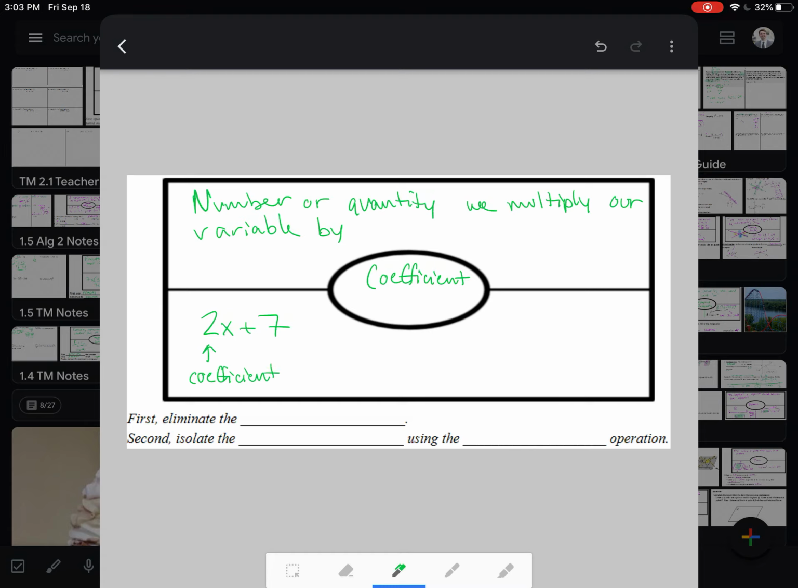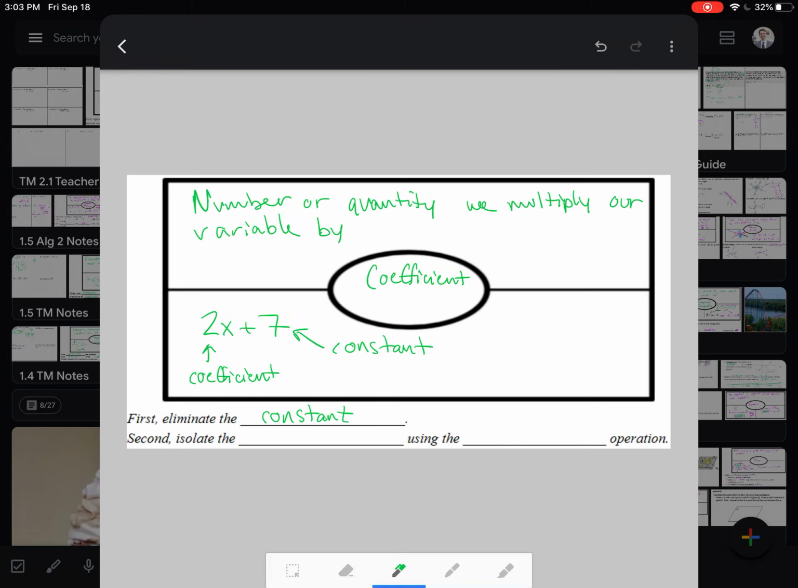You've probably heard me refer to this quite a few times: our constant. That is just a number with no variable. So when we're going through to solve an equation, we've got to get the variable by itself, which means we want a coefficient of 1. So our first job is to eliminate the constant, so get it away from the variable.